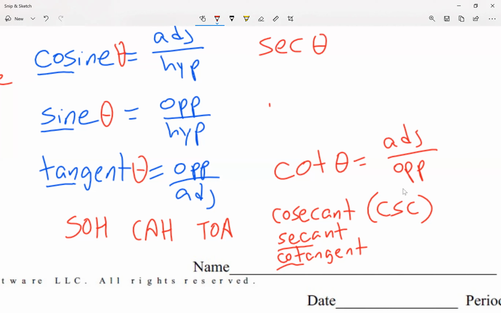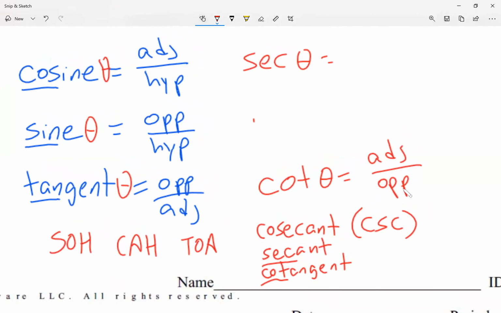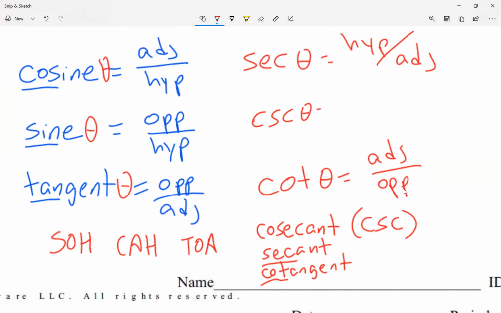That looks like cosine backwards, right? And pretty much is going to be the reciprocal of cosine. So it's going to be hypotenuse over adjacent. And the last one, cosecant of theta. So cosecant is the reciprocal of sine. So it's going to be hypotenuse over opposite.